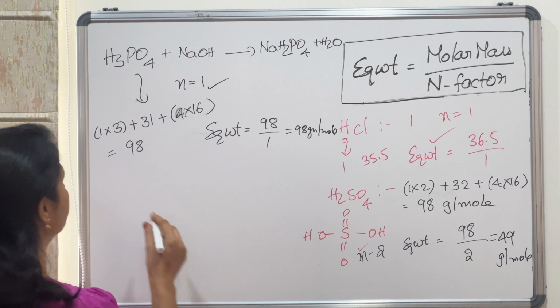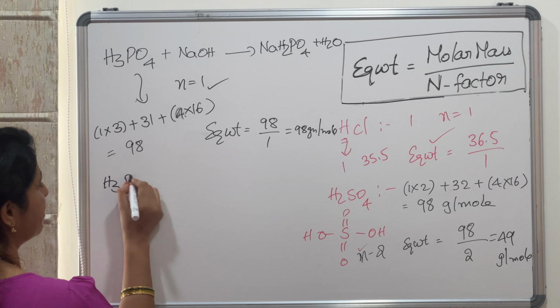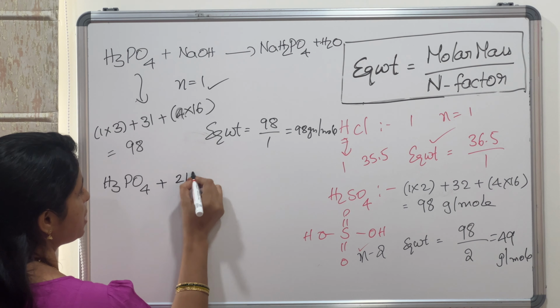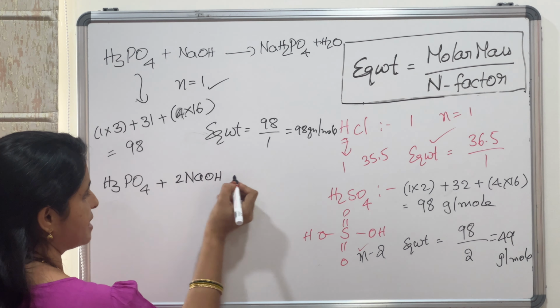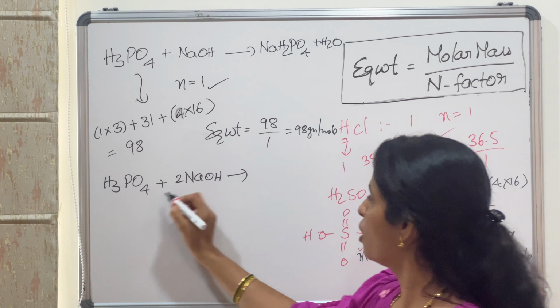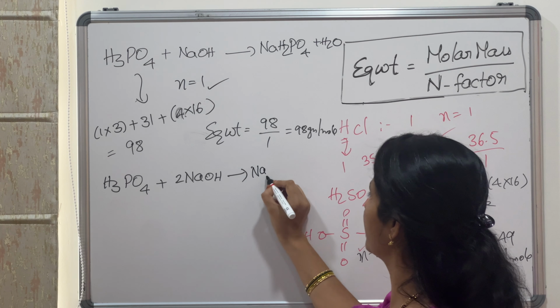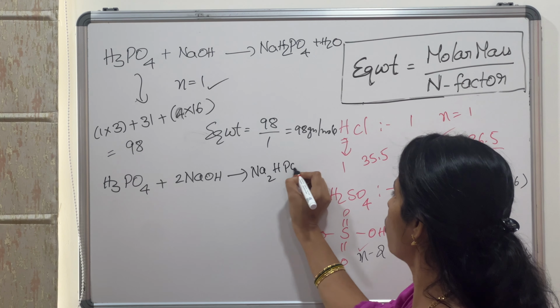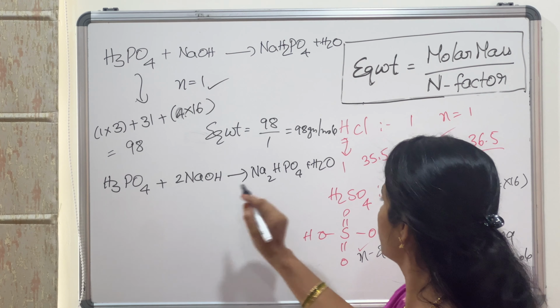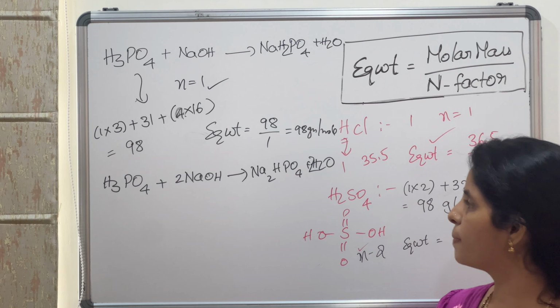But here, if you are given H3PO4 plus 2 moles of NaOH, then this case will be different. So here, what is the equation you will be given with? Na2HPO4 plus H2O. So yeah, it is balanced now.